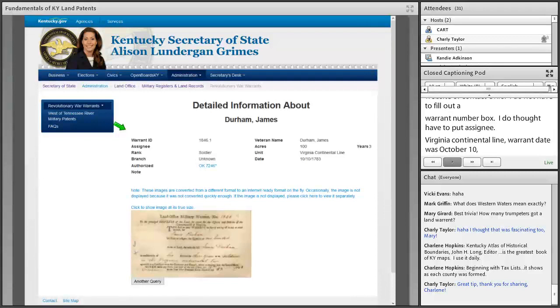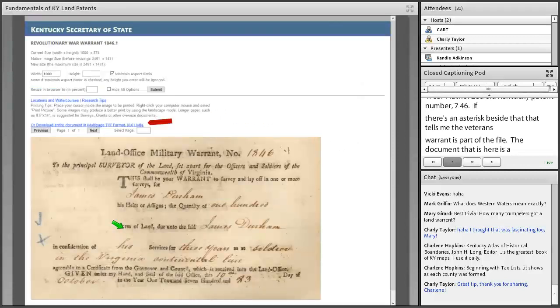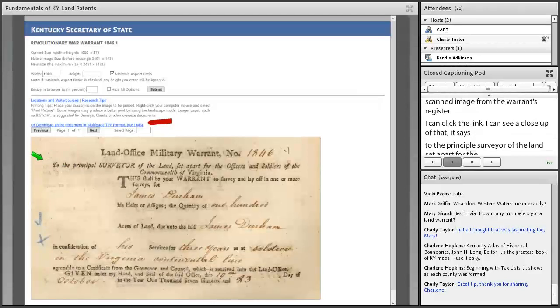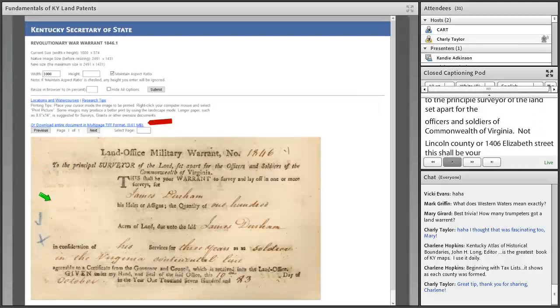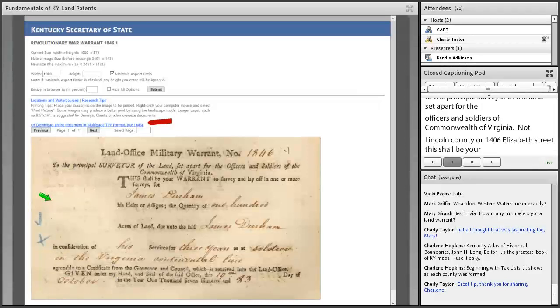If there's an asterisk beside that, that tells me the veteran's warrant is part of the file. The document that is here is a scanned image from the warrants register. I can click the link and I can see a close-up of that. Once again, it says to the principal surveyor of the land set apart for the officers and soldiers of Commonwealth of Virginia, not Lincoln County or 1406 Elizabeth Street, this shall be your warrant to survey and lay off in one or more surveys for James Durham, 100 acres. No specific tract is identified, only the location of where the tract would be selected. And that is in the land set apart for officers and soldiers.